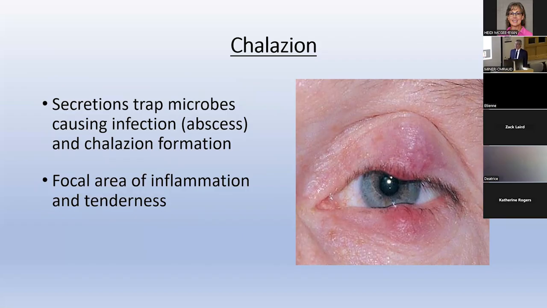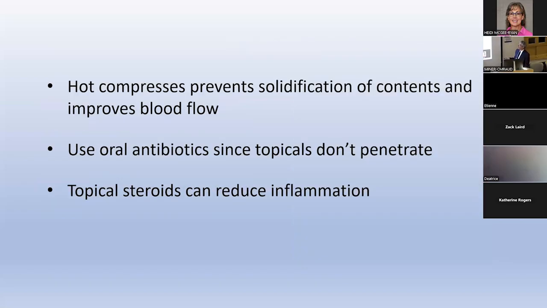Okay, the meibomian glands are the ones that secrete oil for the tears, and they're situated within the tarsus. Well, the secretions get a little bit thicker. They trap microbes in there. And kaboom, you've got an abscess, which is really what a chalazion is. They get focal inflammation. It's very tender. Okay, hot compresses are used to keep it sort of liquefied, and it improves blood flow. So when you give oral antibiotics, there's more blood flow to the area for the antibiotic to be more effective.